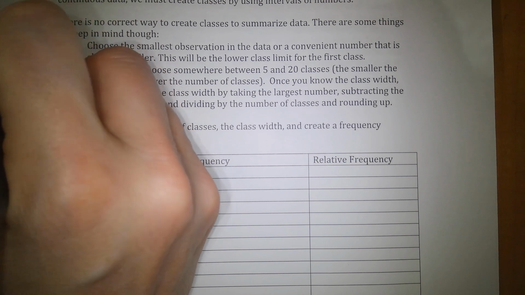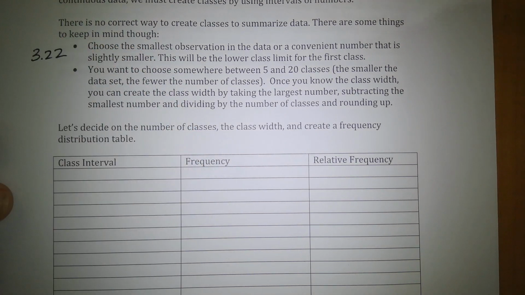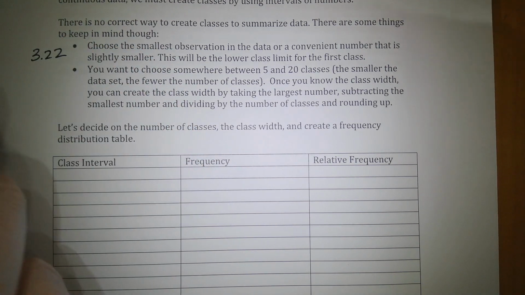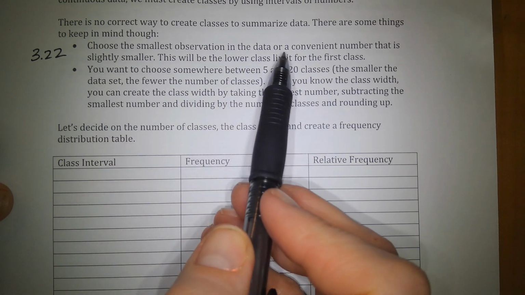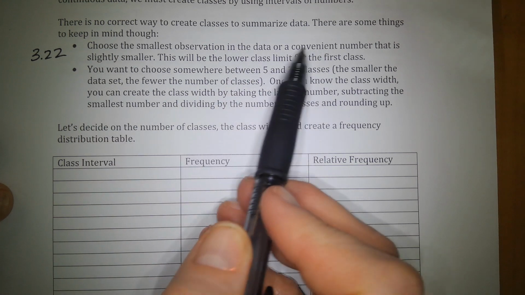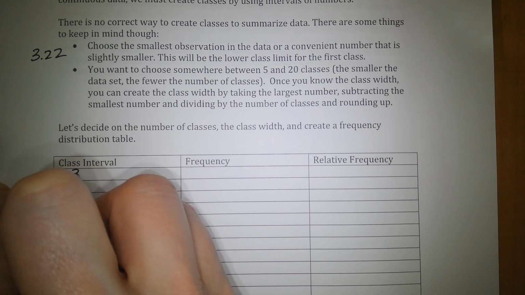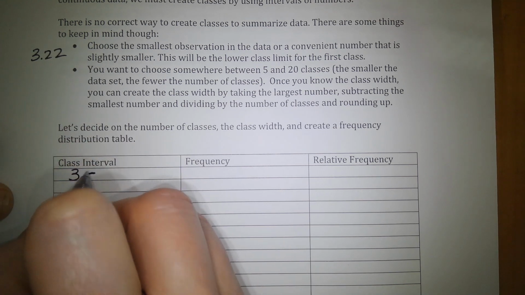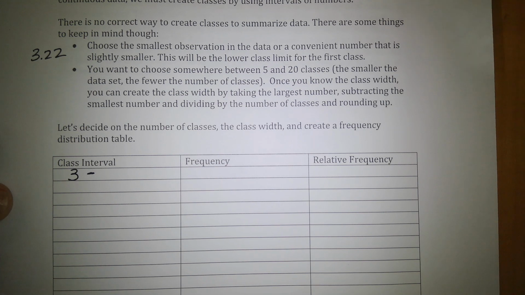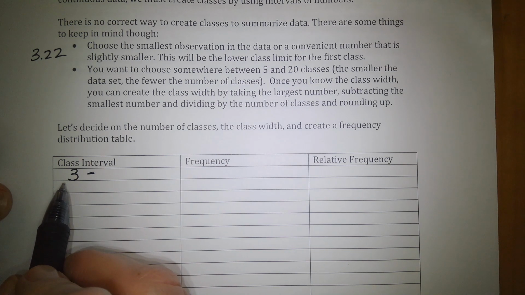So if 3.22 is the smallest number, you might want to use something that's more convenient or a little bit smaller than that. So a whole number of 3 might be the smallest value I would use in my class interval. So this is going to be my lower limit.